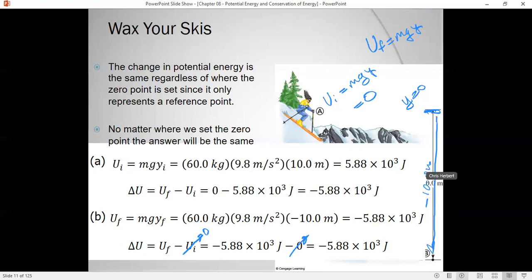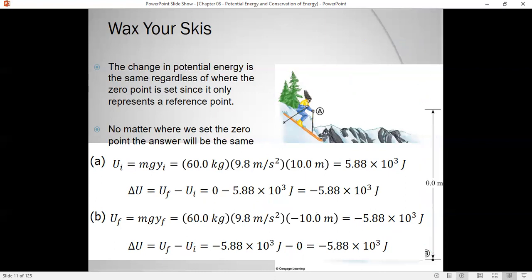Okay, so here's a negative 10 meters, mgy, negative 5,880 joules. Okay, so again, I'm doing delta here. I'm calculating the change. Final minus initial. Final was negative, initial was 0. Notice I get the same result.